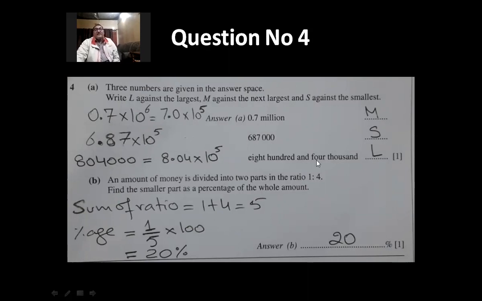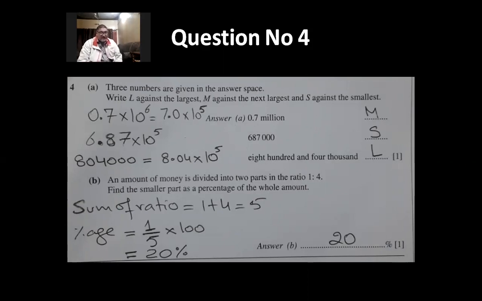Then this number, 804,000. When I convert it into the standard form, it will be 8.04 times 10 to the power 5. Now you can see that 10 raised to power 5 is the same in all of them. So I can find which one is the largest. The one which has the largest coefficient is the largest. So this one is largest, so I will write L here. Then out of these two, this one is the smallest, so I will write S here, and this one is the medium, so M here. Hopefully you understand this question.